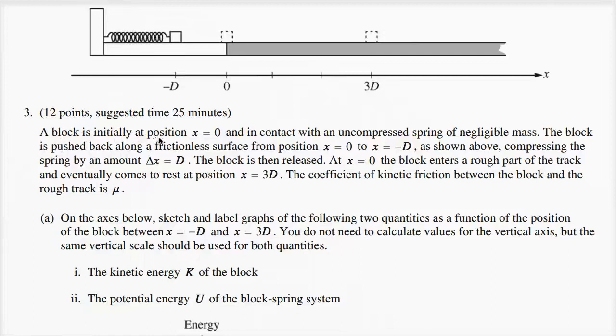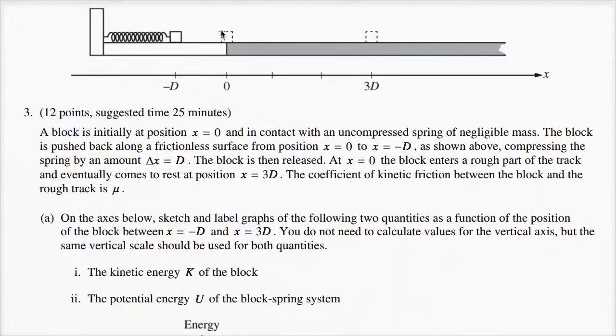A block is initially at position x equals 0 and in contact with an uncompressed spring of negligible mass. The block is pushed back along a frictionless surface from position x equals 0 to x equals negative d as shown above, compressing the spring by an amount delta x equals d.